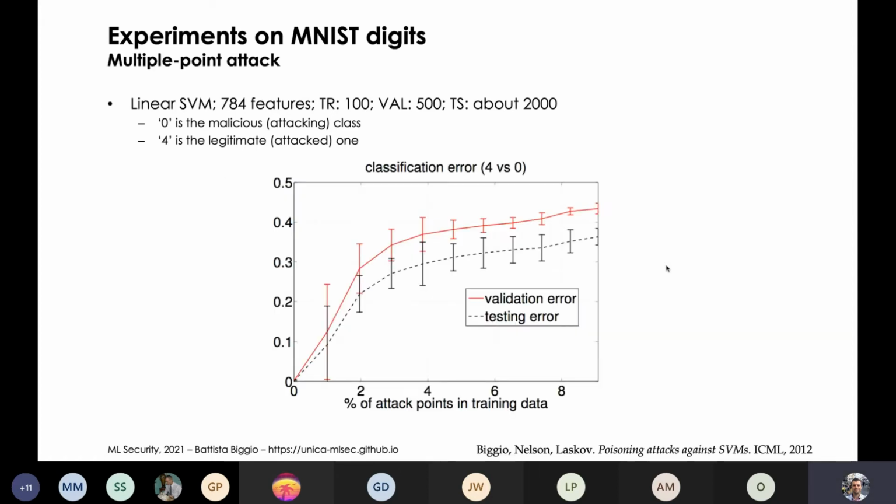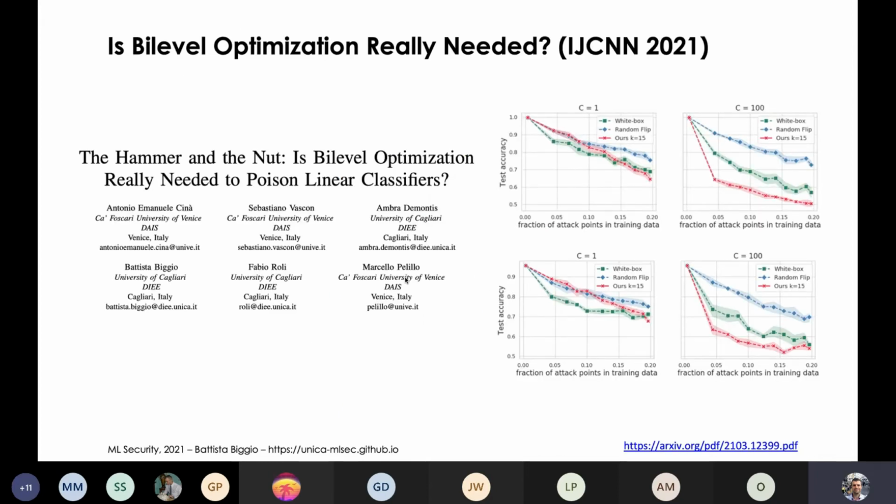And then, of course, you can do the same analysis by increasing the number of attack points. What we did here is to optimize greedily, one point at a time. And you see that I can raise the error almost to 30% in this case. Again, by controlling less than 10% of the data points in the training set, the attacker may be able to go from 0 to 30% error on clean data, causing effectively a denial of service.